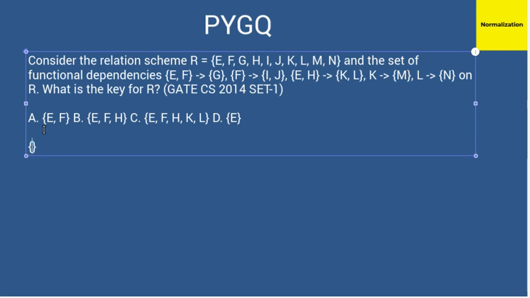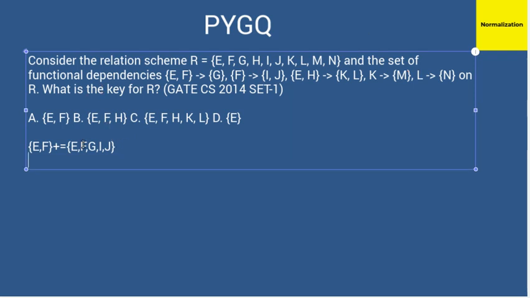Now find the closure of E comma F. You will get E comma F, and with the help of E comma F you derive G. With the help of F you derive I comma J. With E alone, H is not available, so leave it, and K is also not available, L is also not available. So EF is not a candidate key.